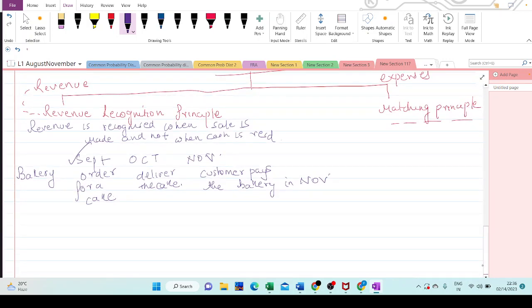Now, please tell me, in which month will we recognize the sale of the cake? September? No, we will recognize the sale in October, when we deliver the cake to our customer, right? So revenue will be recognized, the sale will be recognized in the books, when the goods are delivered to the customer. Revenue is recognized when the goods are delivered.